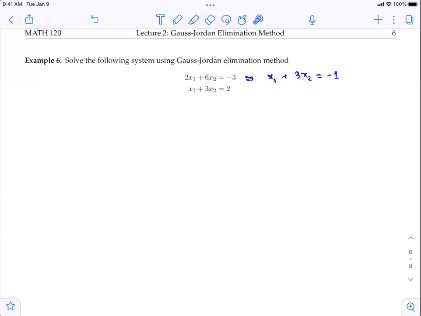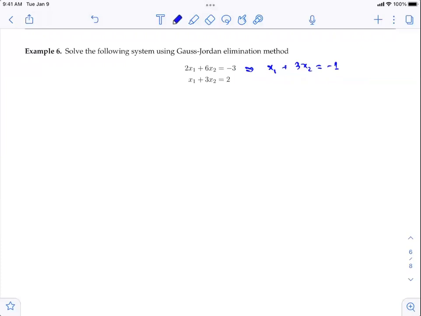So obviously, this system is inconsistent, right? Because x1 plus 3x2 cannot equal these two different values. So the system is inconsistent. We know for sure that there's no solution because these two lines are parallel. But again, the procedure we want to learn is the Gauss-Jordan elimination method. So let's see what happened.